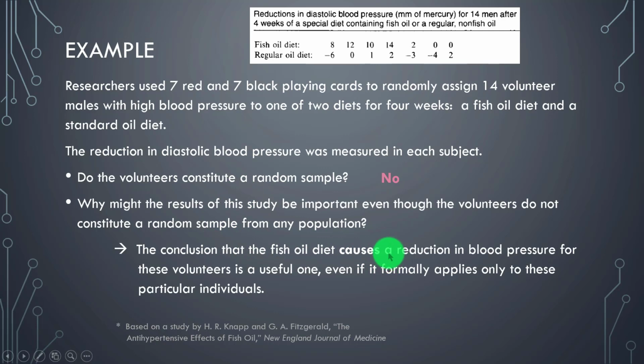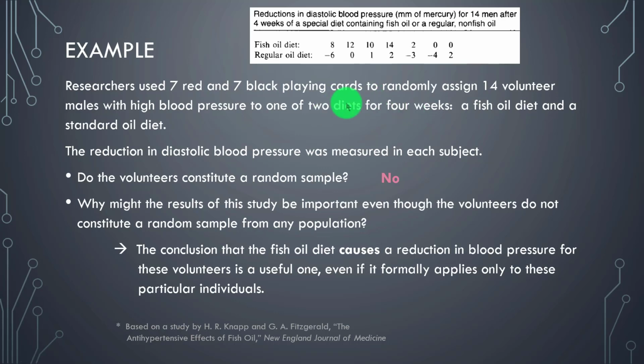Now, why does it appear that fish oil consumption causes a reduction in blood pressure in this scenario? That's because the 7 people in each group were randomly assigned to the 2 diets. By doing so, they were able to ensure that each diet contained a mixture of elements present in these 14 volunteers.